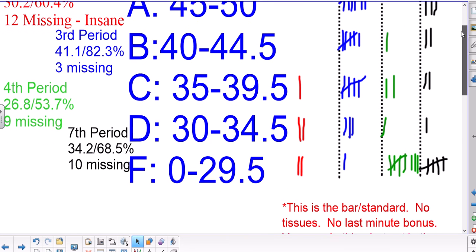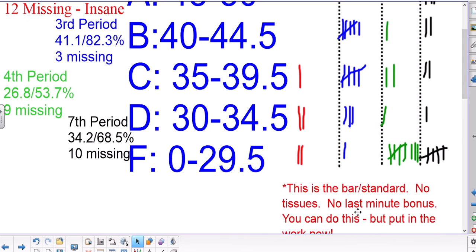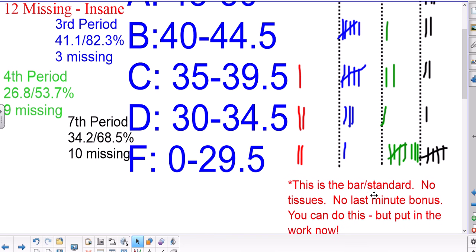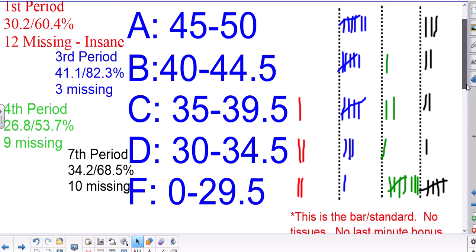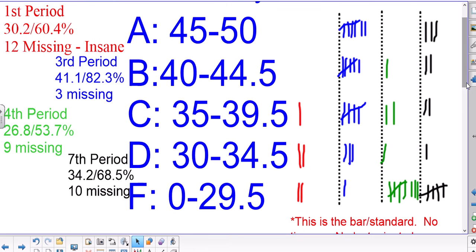I write this on all these test results. This is the bar, this is the standard. I don't do tissues for bonus. I don't do any last minute bonus. There's some empathy. There's going to be a makeup document of the week. But you've got to earn the grade that you're going to get in here.